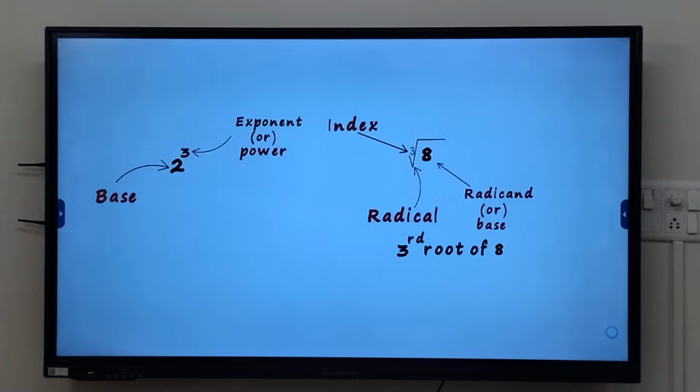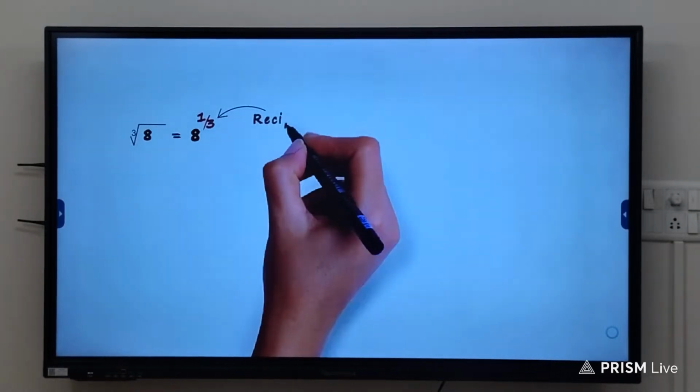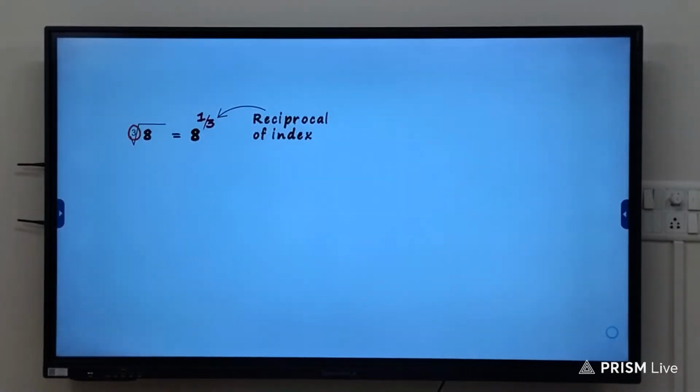For some reason, many students fear the radical sign. Wouldn't it be better if we could just write this without the radical sign? Since 8 is the base, we can write this as 8 raised to something. But what is that something? Let's see. Cube root of 8 can be written as 8 raised to 1 by 3. So we got this in the base and exponent form without the radical sign. We have 1 by 3 as the power. The power is actually the reciprocal of the index. The index was 3 and the power is 1 by 3.